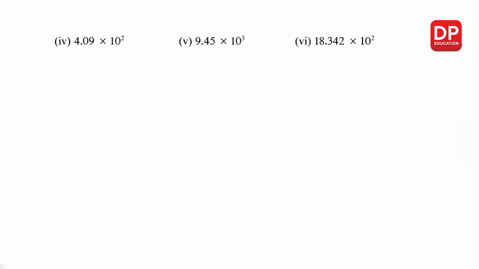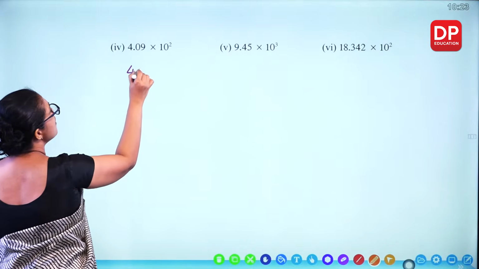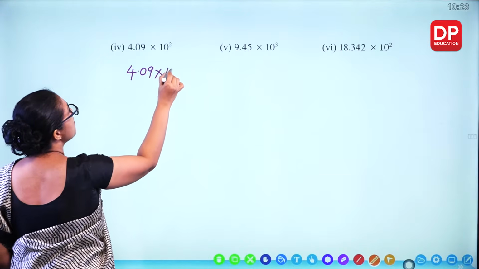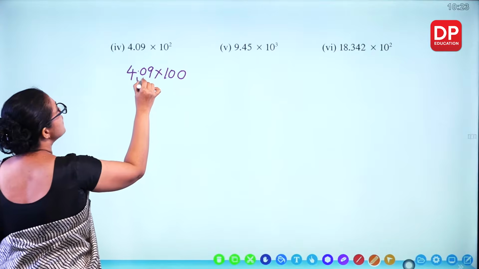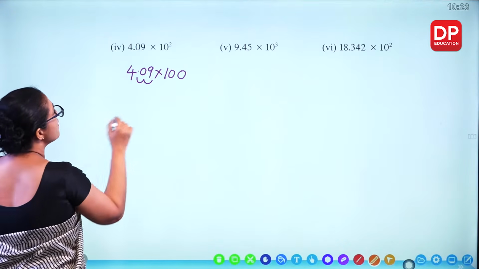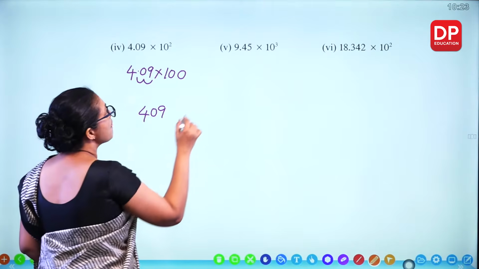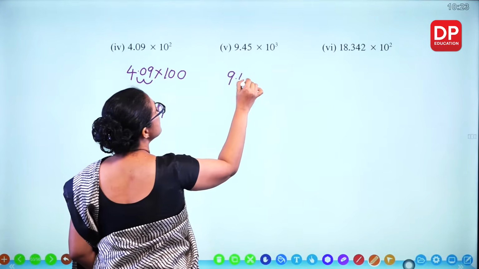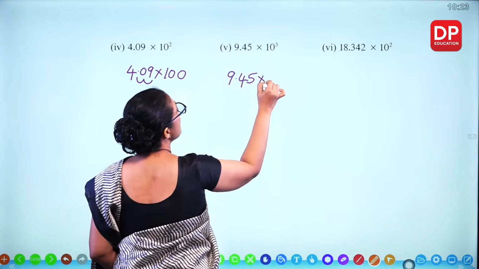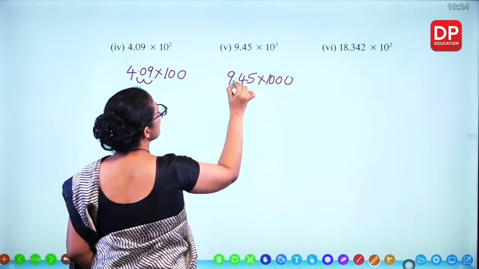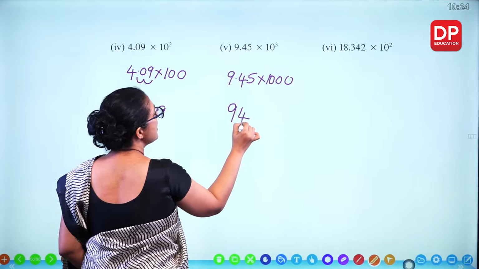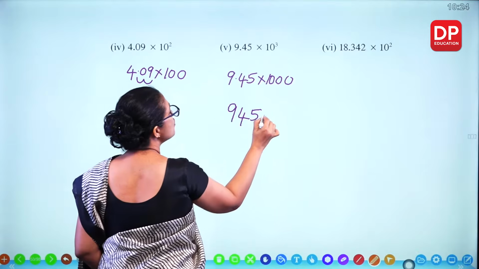10 squared multiplied by 10 squared, that means 100. 4.09 multiplied by 100. Move the decimal place 2 places to the right. 409. 10 to the power 3 means 1000 multiplied by 1000. Move the decimal place 3 places to the right. 1, 2, 3.